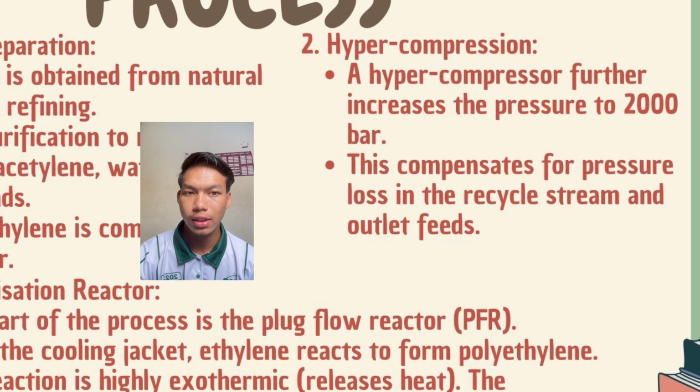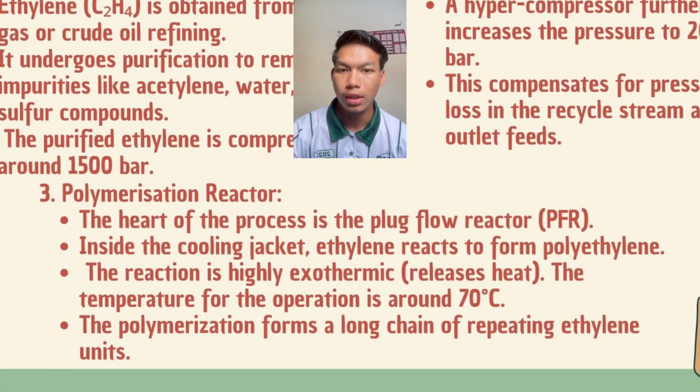The third process is polymerization. The heart of the process is the plug flow reactor, PFR. Inside the cooling jacket, ethylene reacts to form polyethylene. The reaction is highly exothermic, which means it releases heat. The temperature for the operation is around 70 degrees Celsius. The polymerization forms a long chain of repeating ethylene units.